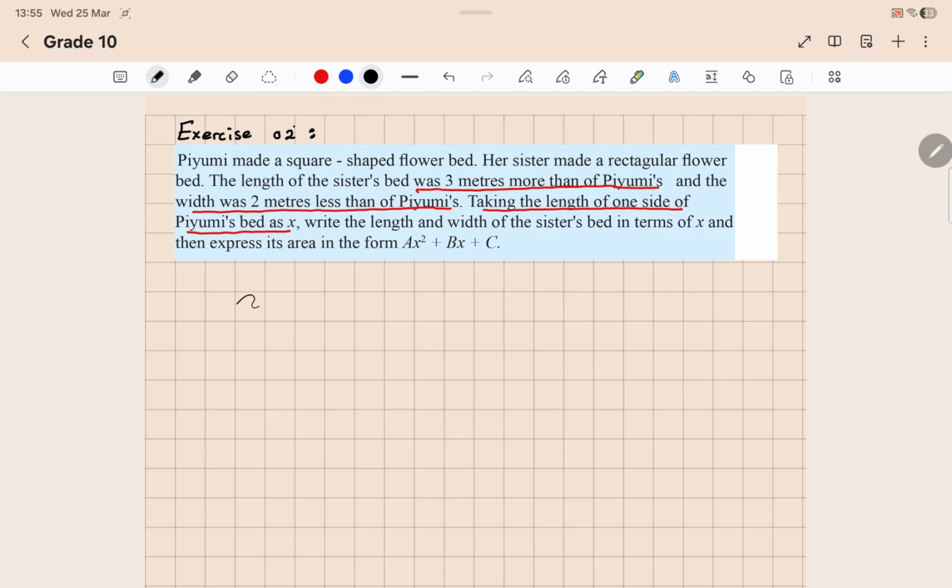Right. So it's easy if you draw a rough sketch. So Pumi made a square-shaped flower bed, and they say taking the length of one side of Pumi's bed as x. So Pumi's flower bed length and width are both x. Then what happened?